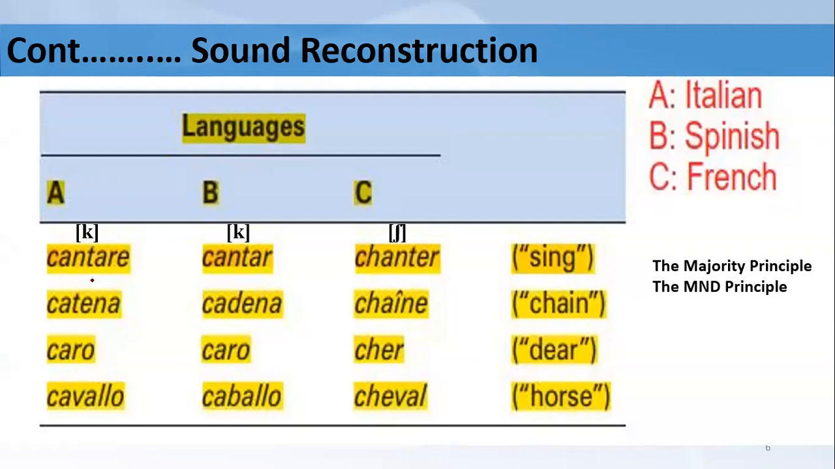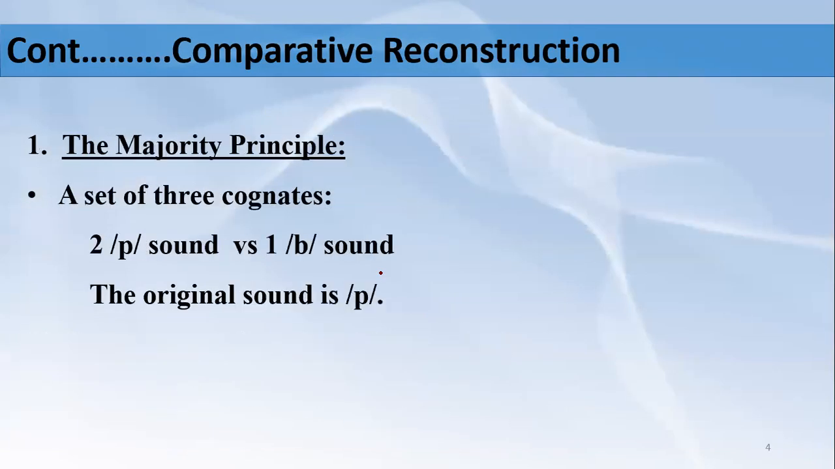Fine. For example, the word cantare, the word cantar, and the word chanter. These three are the cognates of one another. The first word, cantare, belongs to the Italian language. The second one, cantar, is from Spanish, and the last one, chanter, is from the French language. So the word cantare in Italian has its cognate in Spanish, cantar, and its cognate in French, chanter. Fine. So these are the cognates which we discussed in the previous lecture.